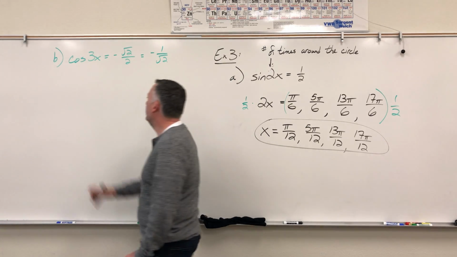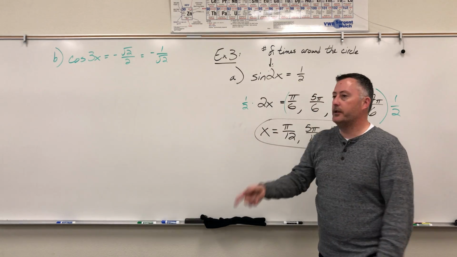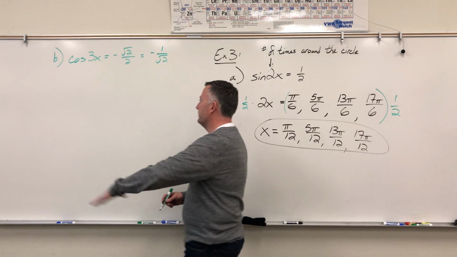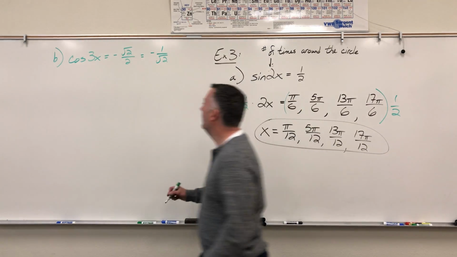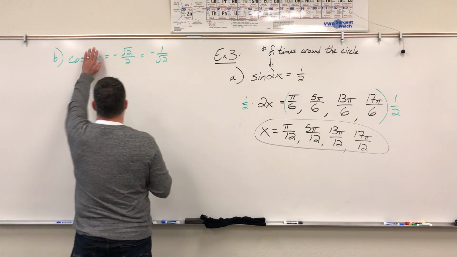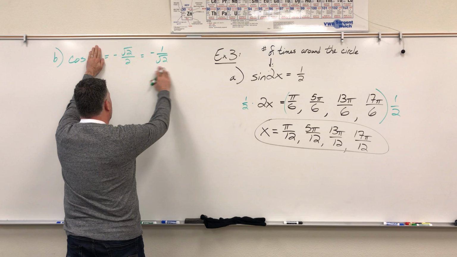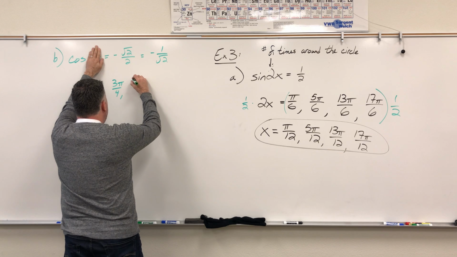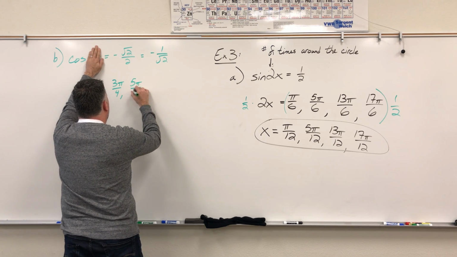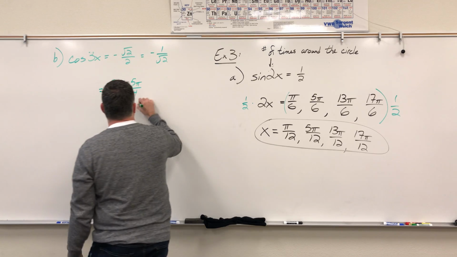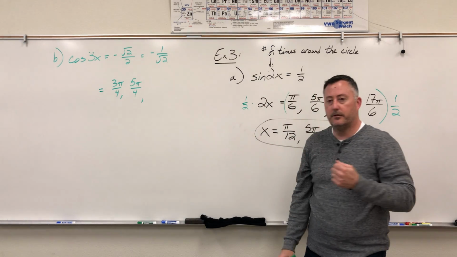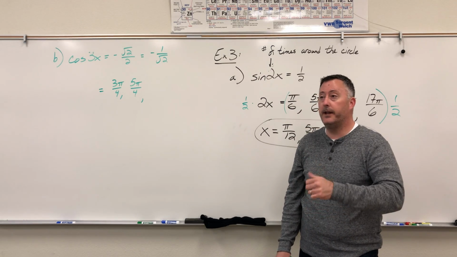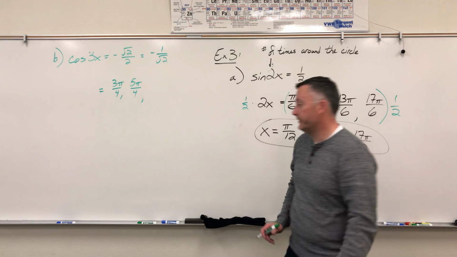So the 3, just like that 2, tells you, hey, I have to go around the circle 3 times. So get your answers for the circle once. Where does cosine equal negative root 2 over 2, or negative 1 over root 2? Well, that would have to be 3 pi over 4 and 5 pi over 4. So that's around once. So now keep adding 2 pi to give you a second time around the circle, and then again for a third time around the circle.